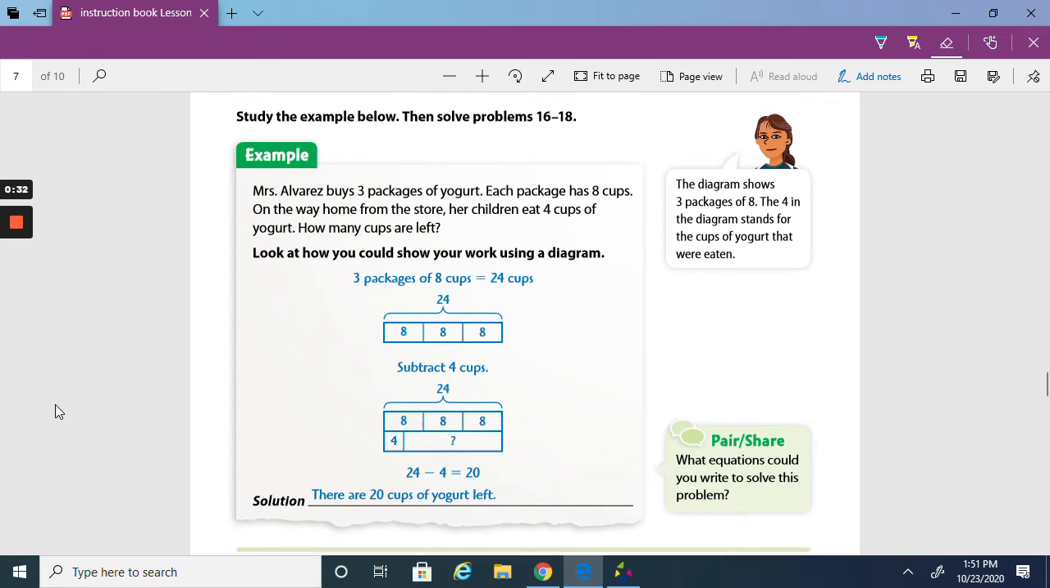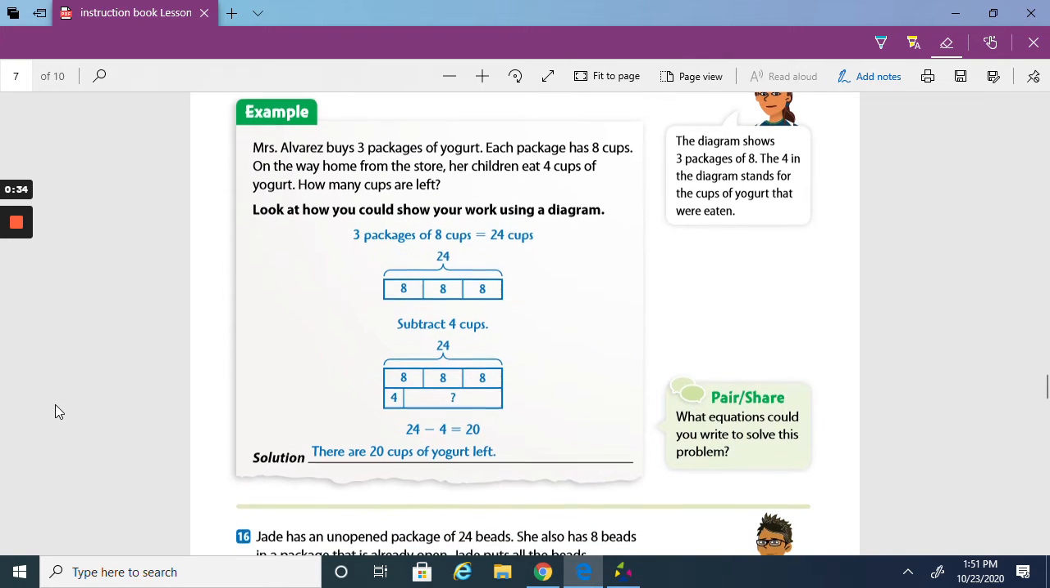Let's look at the problem below. Mrs. Alvarez buys 3 packages of yogurt. Each package has 8 cups. On the way home from the store, her children eat 4 cups of yogurt. How many cups are left?